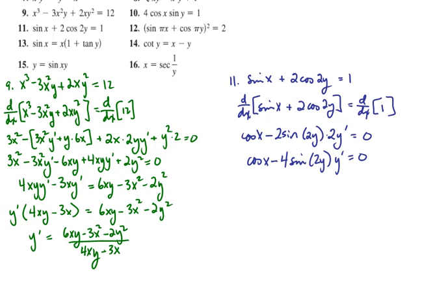We're going to isolate the y prime term. So negative 4 sine of 2y times y prime is equal to negative cosine of x. Divide both sides by negative 4 sine of 2y. So the negatives cancel. We get y prime equals cosine of x divided by 4 sine of 2y. And that does it for number 11 in this video.